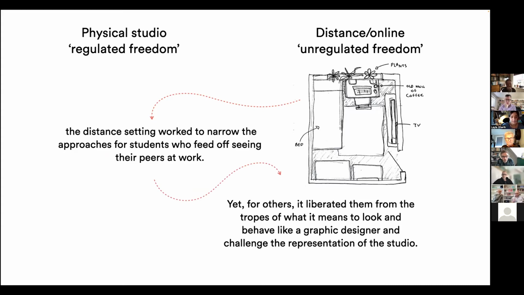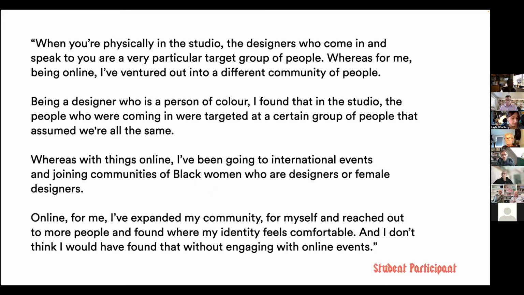So for others, it liberated them from the tropes of what it means to look and behave like a graphic designer and challenged the representation of the studio. And there was a really powerful response by one student of colour, significantly in the minority, who discussed finding new and more representative communities online. So they said, when you're physically in the studio, the designers who come in and speak to you are a very particular target group of people. Whereas for me, being online, I ventured out into a different community of people. Being a designer who was a person of colour, I found that in the studio, the people who were coming in were targeted at a certain group of people that assumed we were all the same. Whereas with things online, I've been going to international events and joining communities of Black women who are designers or female designers.